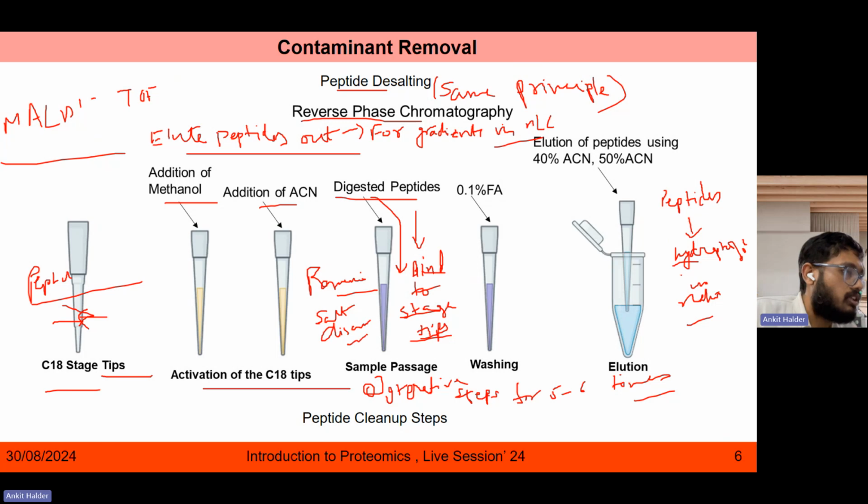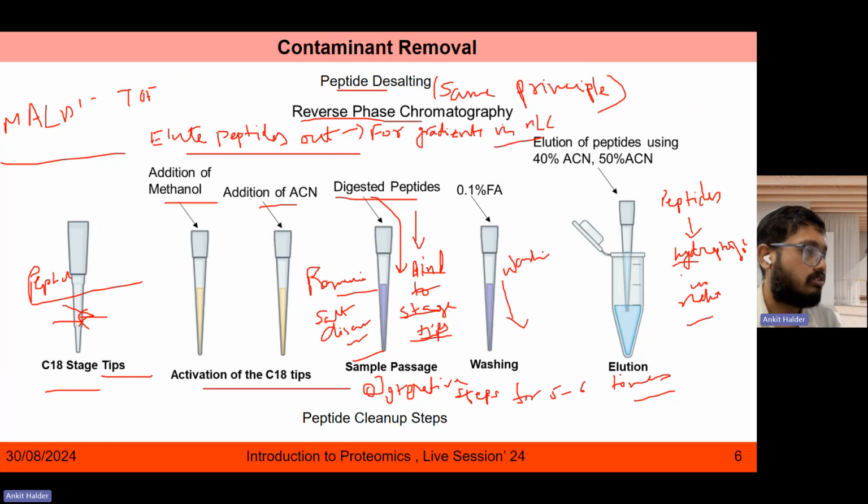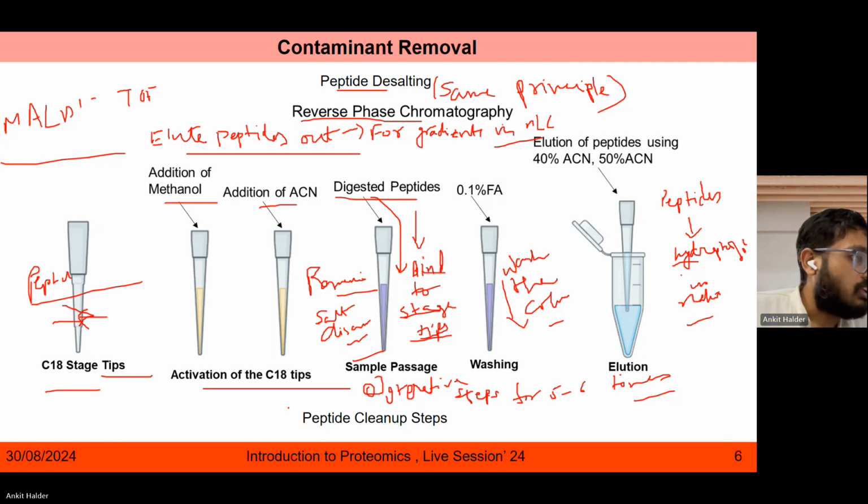Once it is done, next you need to wash this column so that any remaining salt goes through it. Wash the column. Then finally, what is generally done is that you will take this particular tube and add your particular tip.